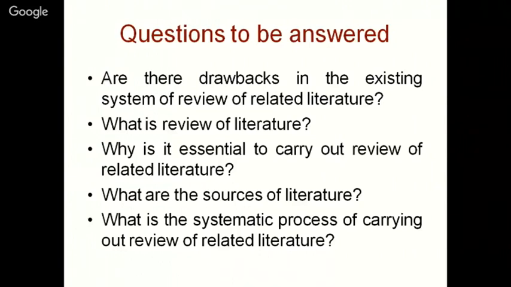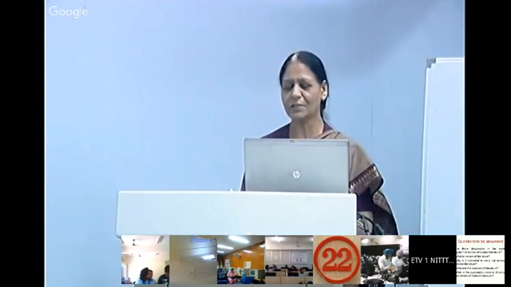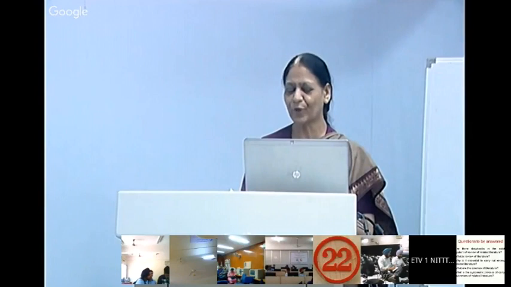Then if we have to carry out review of related literature, what are the various sources from which the relevant literature can be identified, located, and then read through? What is the systematic process of carrying out review of related literature? Now, coming to the very first question, are there drawbacks in the existing system of review of related literature?